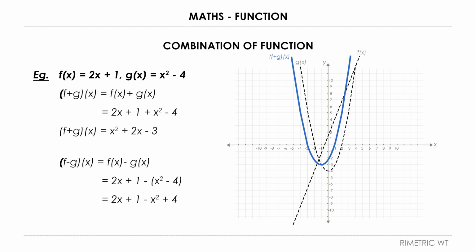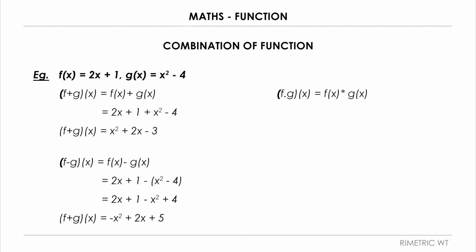This gives us 2x + 1 − x² + 4, which can be simplified to −x² + 2x + 5. Failing to distribute that negative is a very common mistake, so you should give ample attention to it. Graphically, the difference graph is here as shown. As we can see, the parabola becomes downward opening due to the sign of the leading term coefficient, which is −1.